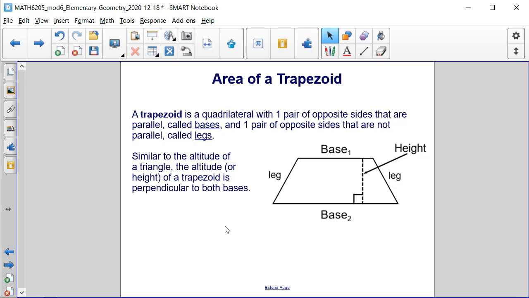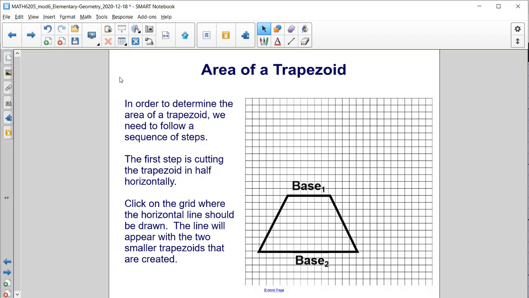A trapezoid is a quadrilateral with one pair of opposite sides that are parallel, called bases, and one pair of opposite sides that are not parallel, called the legs. Similar to the altitude of a triangle, the altitude or height of a trapezoid is perpendicular to both bases. In order to determine the area of a trapezoid, we need to follow a sequence of steps.